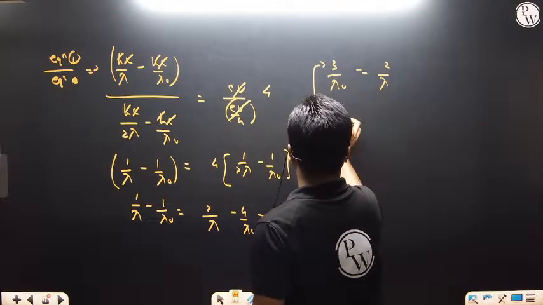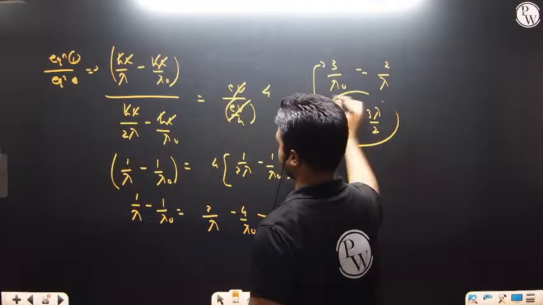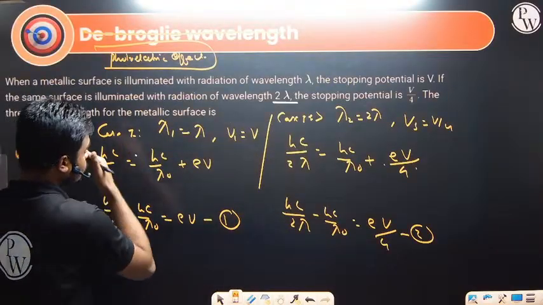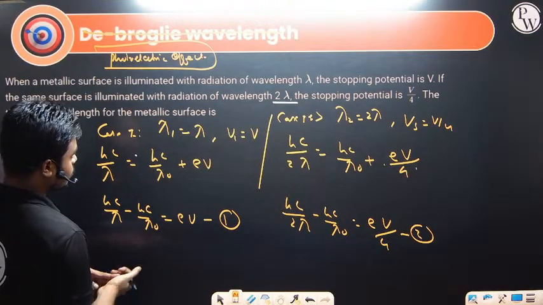So what lambda naught value will we be getting? That is 3 lambda by 2. Okay, 3 lambda by 2. Potential is V by 4. Wavelength of this is 2 lambda, right?